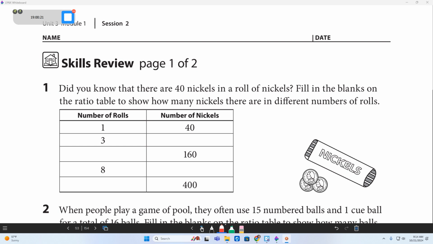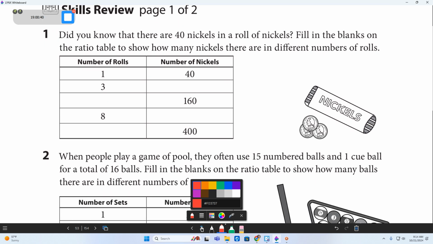All right, number one, did you know that there are 40 nickels in a roll of nickels? Fill in the blanks on the ratio table to show how many nickels there are in different number of rolls. So in one roll, there's 40 nickels, just like they just said. Okay, so in 3 rolls, let's see here.